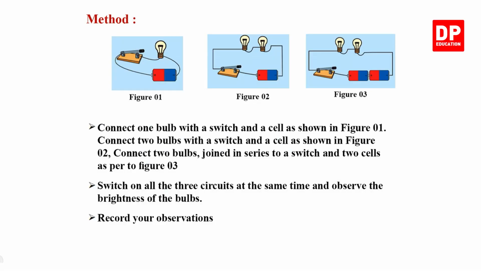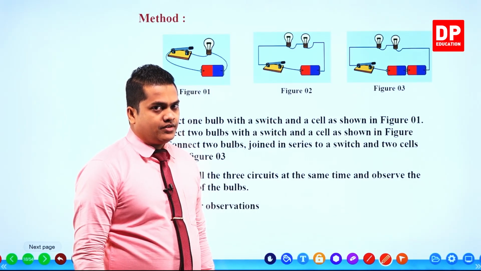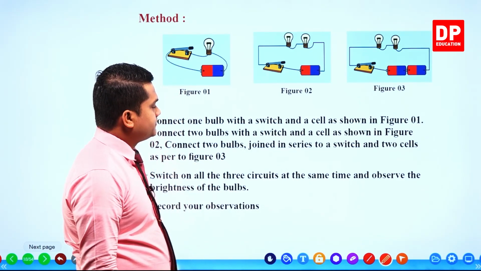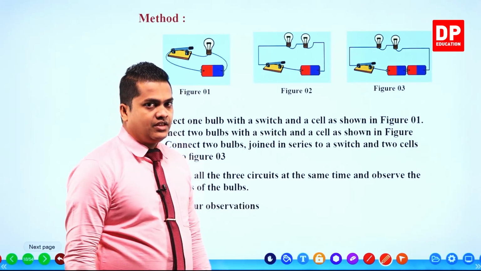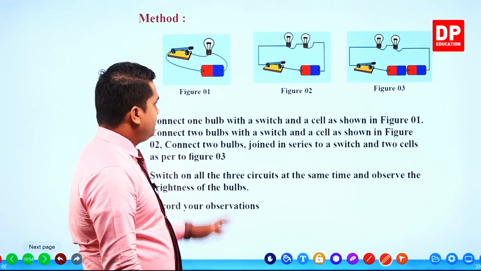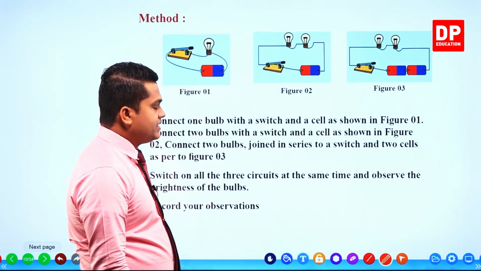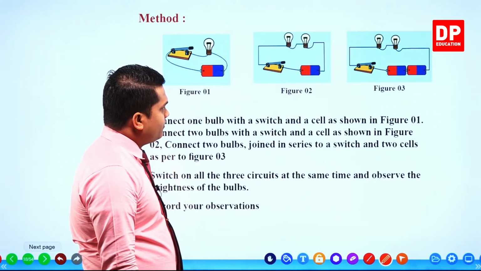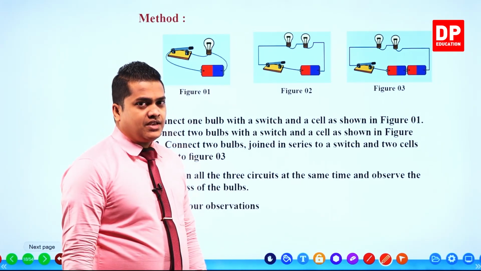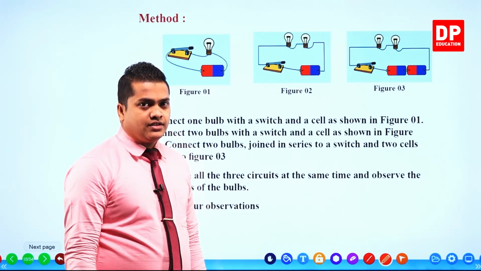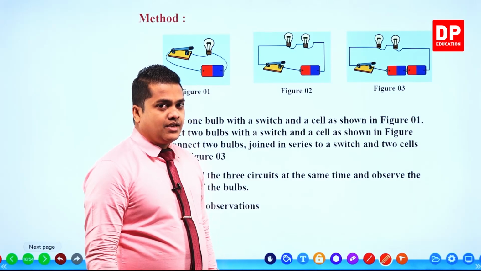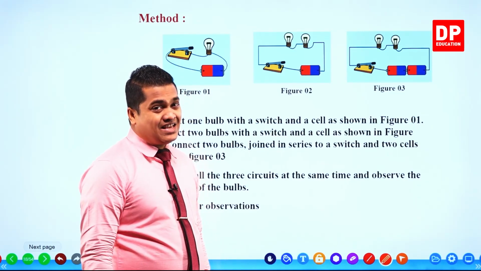The method of connecting these instruments together is given here. Once again, you are given 3 figures. Figure 1, this one, is just a single cell and a single bulb. In the second figure, 2 bulbs are interconnected with each other. The 2 bulbs are series connected to each other.